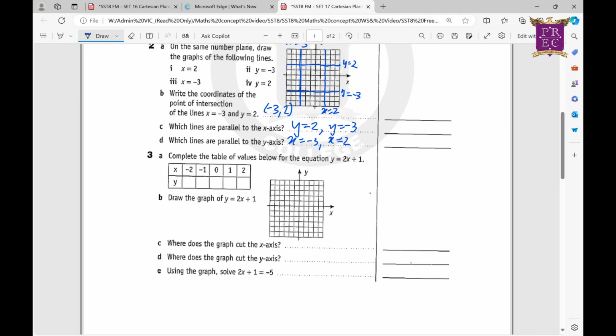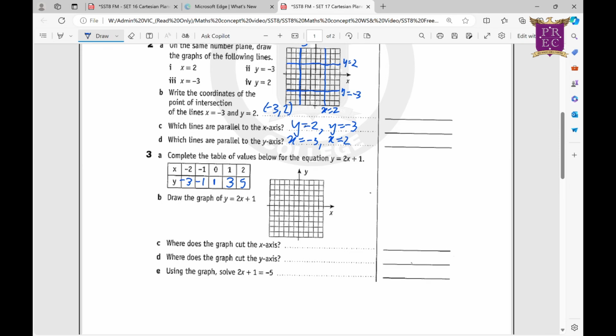Okay. When x is equal to 0, the y value is 1. So we can put it there. When x is equal to 1, the y value is 2 times 1 plus 1 gives us 3. Next one, when x is equal to 2, what's the y value? 2 times 2 gives us 4, plus 1 gives us 5. So we can see that the progression is every 2. Okay, so we can go 5 minus 2 is 3, 3 minus 2 is 1, 1 minus 2 is -1, -1 minus 2 is -3.